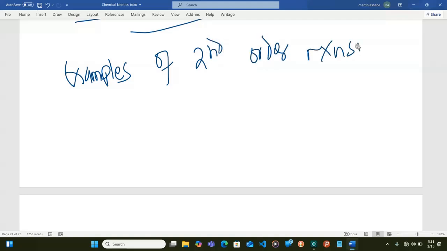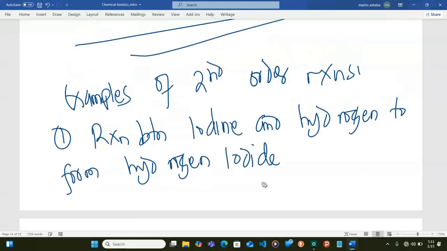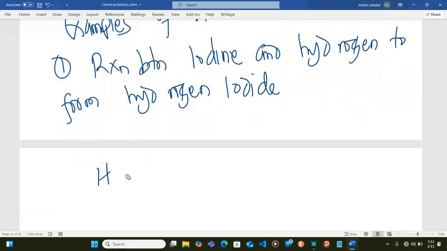reaction. So the examples are going to be three that I'm going to give you. One is the reaction between hydrogen and iodine to form hydrogen iodide. So this is a second order reaction. So I will have hydrogen plus iodine, and this is going to give us hydrogen iodide.